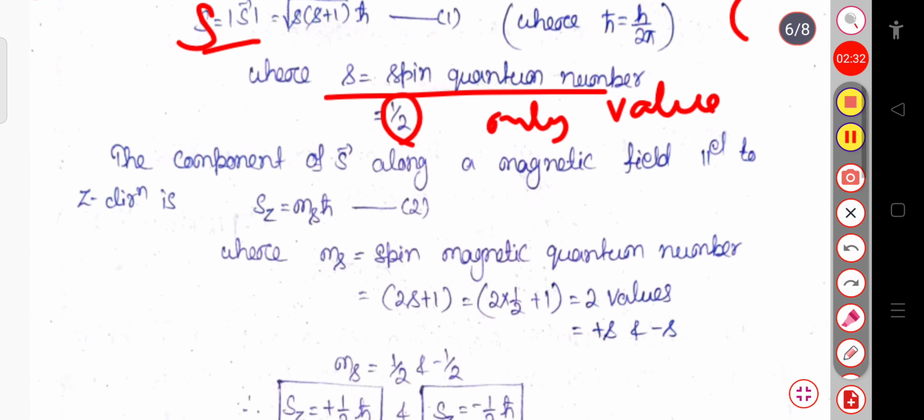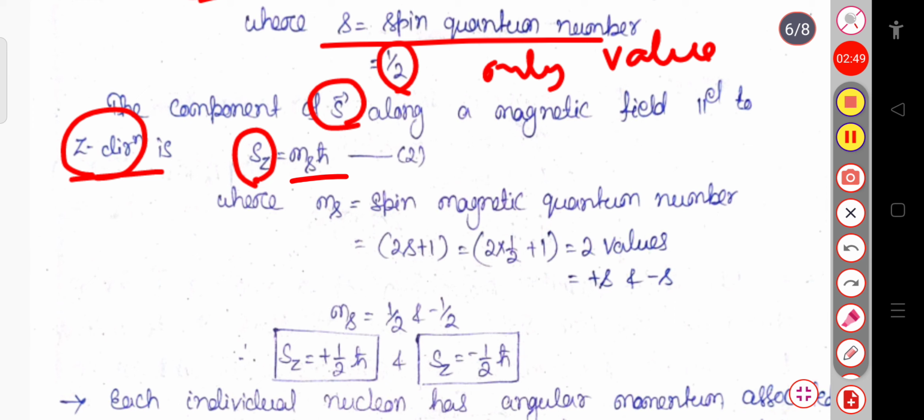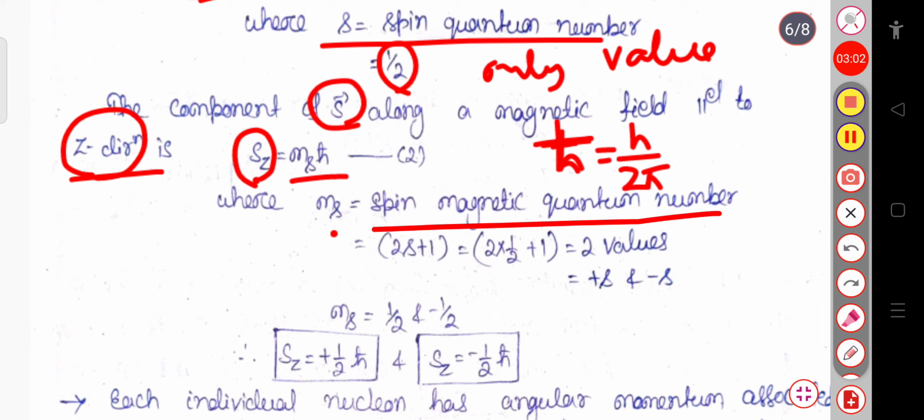Now the component of S vector along the magnetic field, parallel to the z direction. So the S component, we can write Sz, will be equal to ms into h cut. This h cut is nothing but h by 2 pi, and this is sometimes read as h bar.